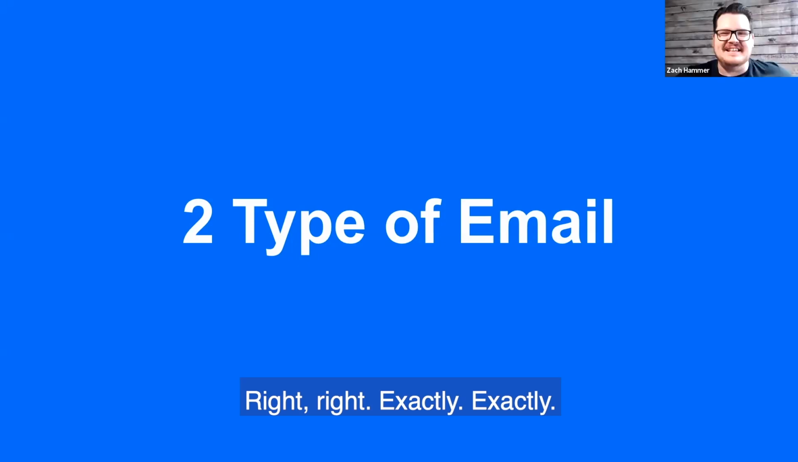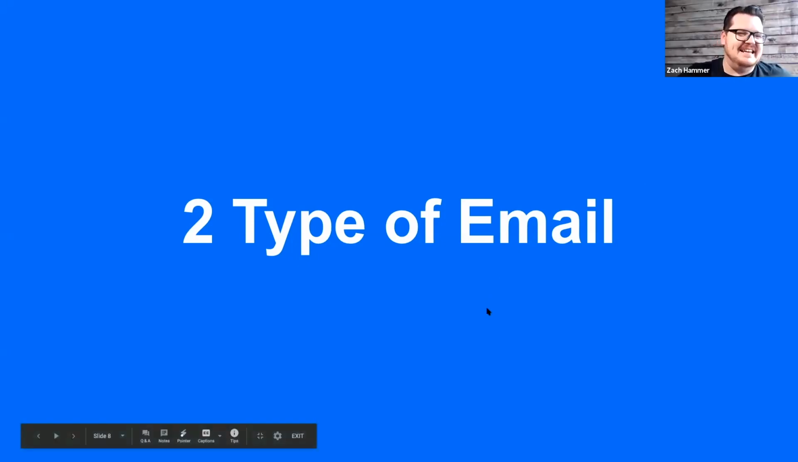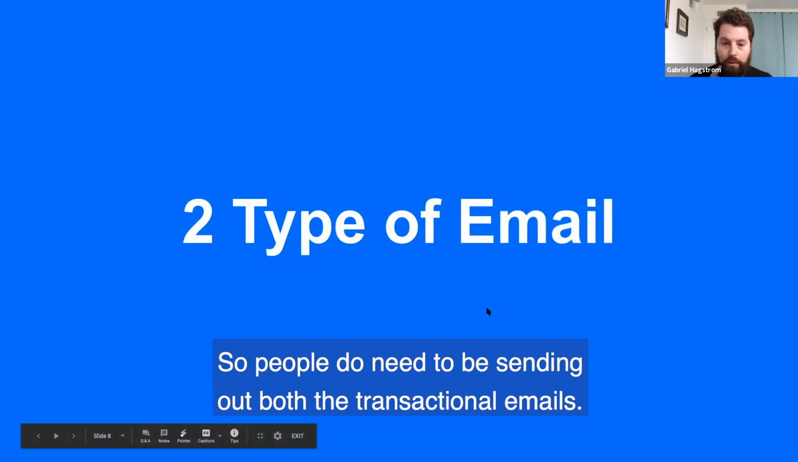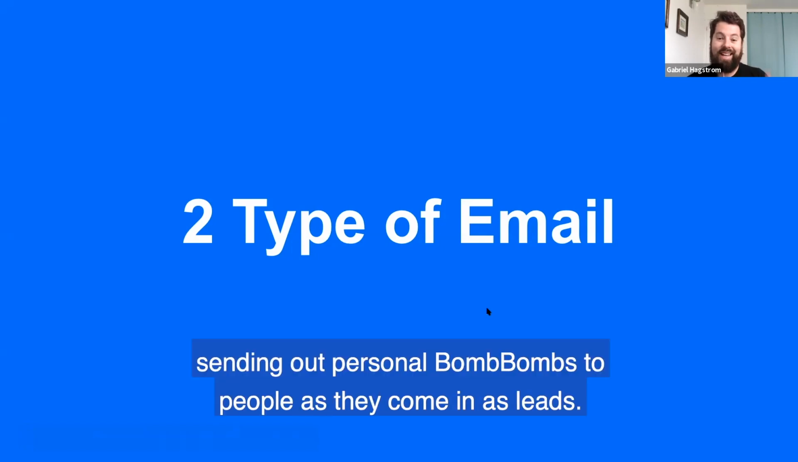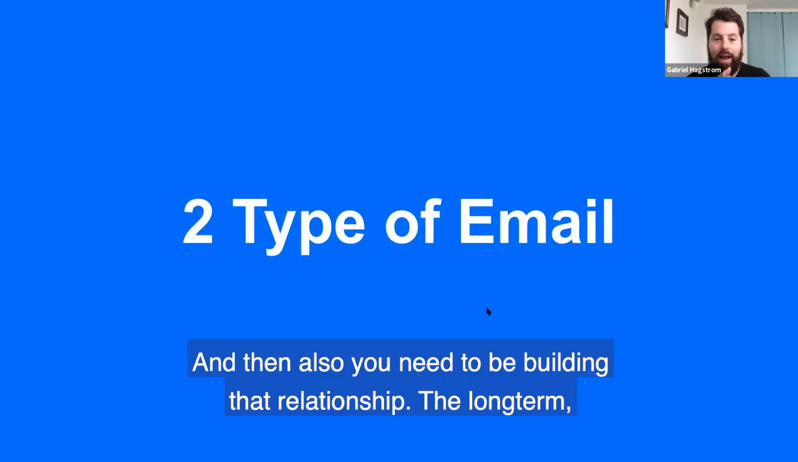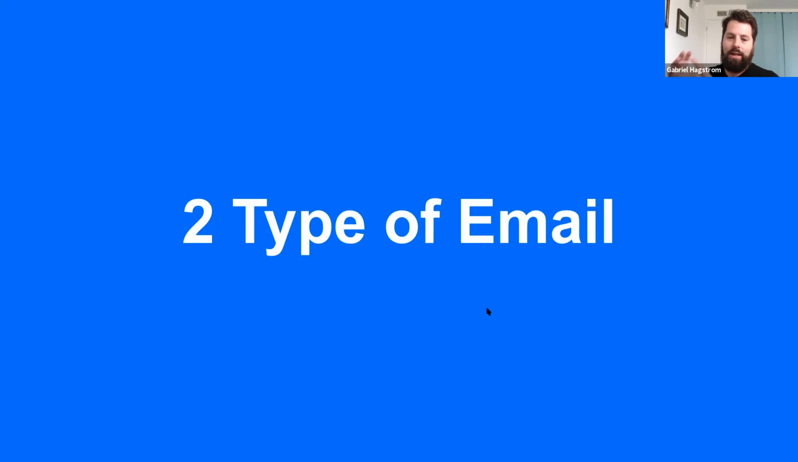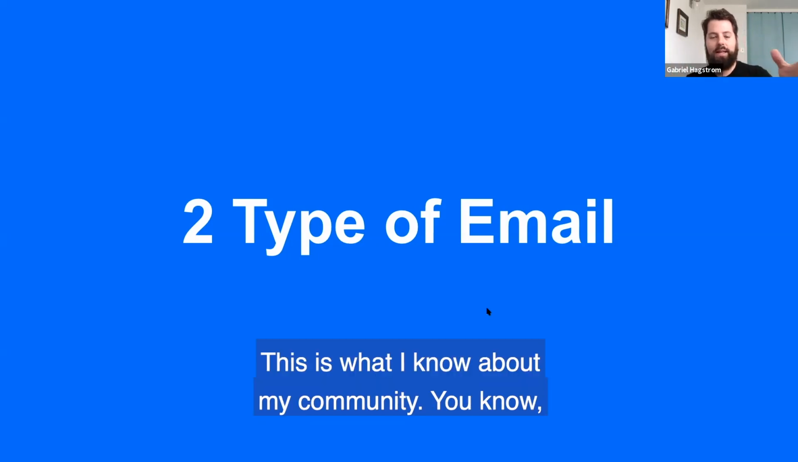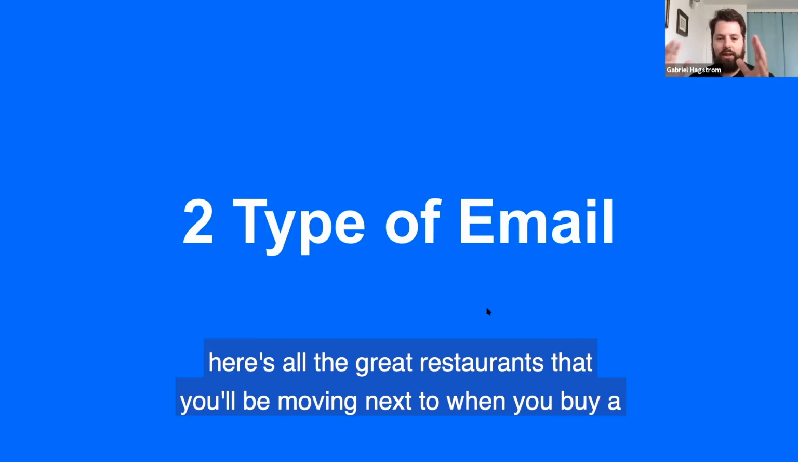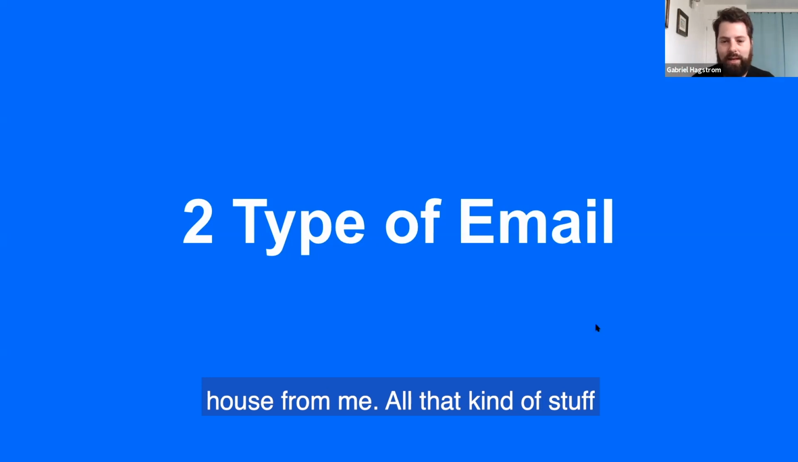Exactly. So people do need to be sending out both. The transactional emails are really important, sending those out through your CRM, through Gmail, doing that personally, sending out personal bombs to people as they come in as leads. Absolutely. And then also you need to be building that long-term relationship: here I am, here's my personal brand. This is what I know about my community. Here are all the great restaurants that you'll be moving next to when you buy a house from me. All that kind of stuff.